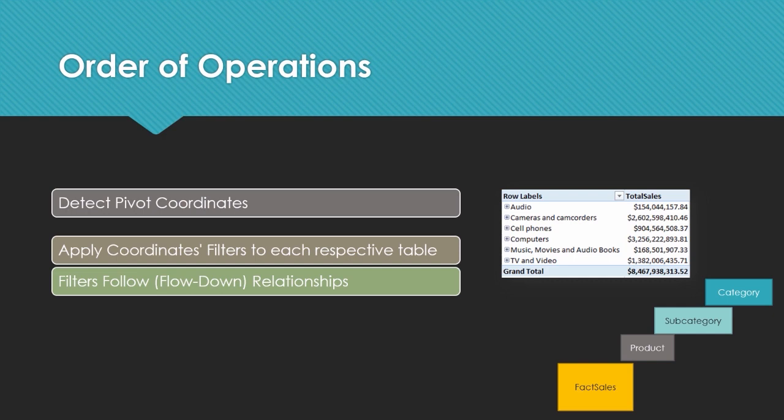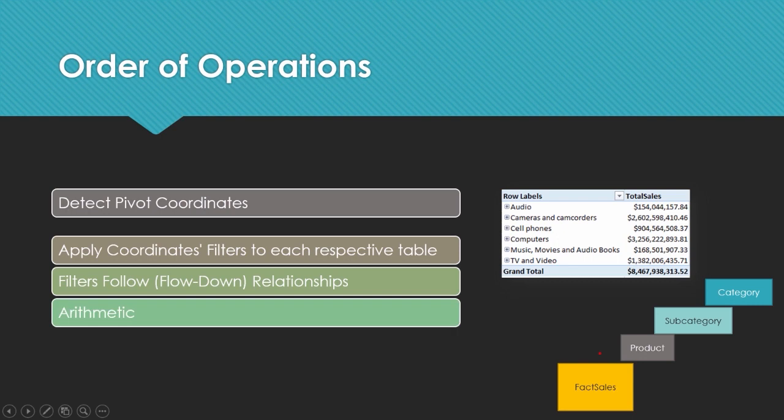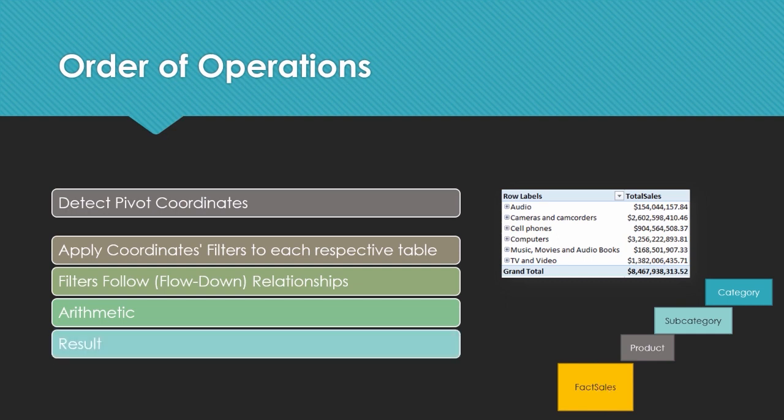And that's step 3. Filters flow down relationships. So we've filtered out audio, and that's flowing all the way down through all of our downstream relationships. Now that we've applied all the filters, we can do the arithmetic. It depends on what arithmetic we're trying to do. In this case, we're looking at total sales, and that information just happens to be in a column on the fact sales table, so we can apply the arithmetic there. The measure that we designed sums up the information in the fact sales table, and that's the arithmetic we're doing. Then the result is sent back to the pivot table and displayed in this one little spot here.